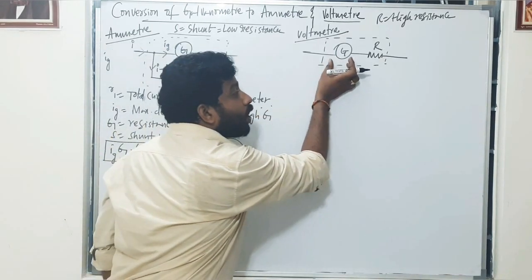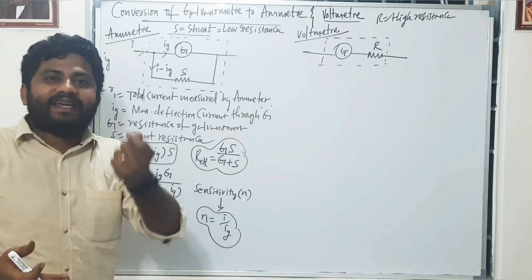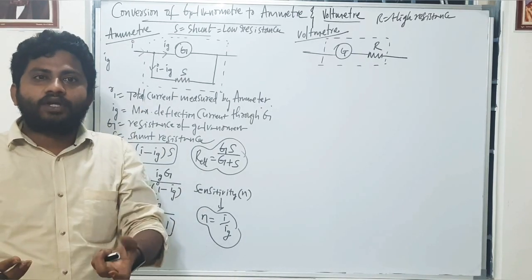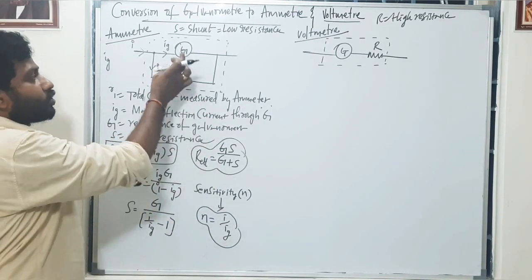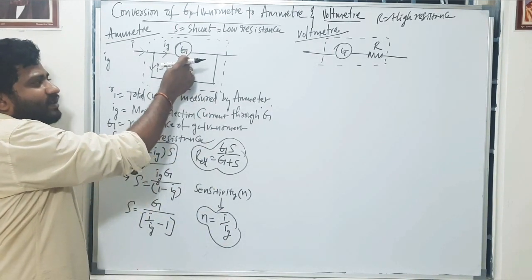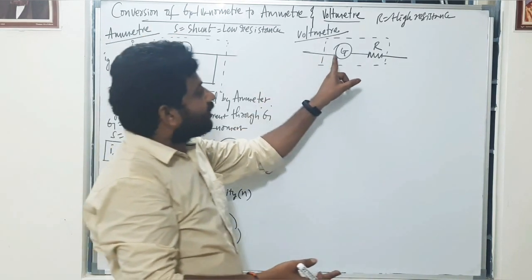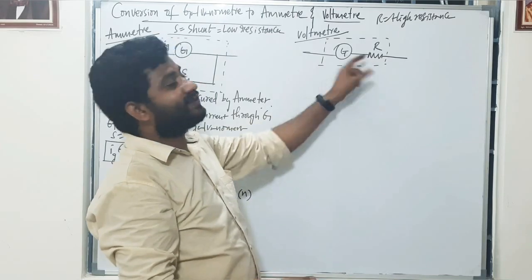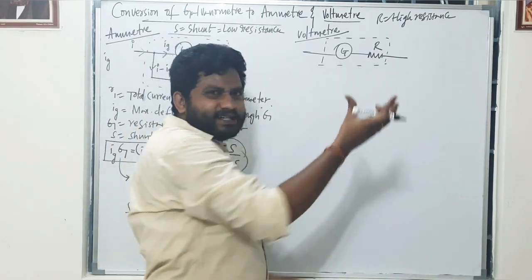That's it. So when the galvanometer is used alone, it measures only a small amount of current as well as a small potential difference, because V is equal to IR. When I is very small, the potential across it also will be very small. The same thing here. When this galvanometer is connected to the shunt, it becomes an ammeter. When this galvanometer is connected to a high resistance in series, what happens? Here the total resistance will increase.